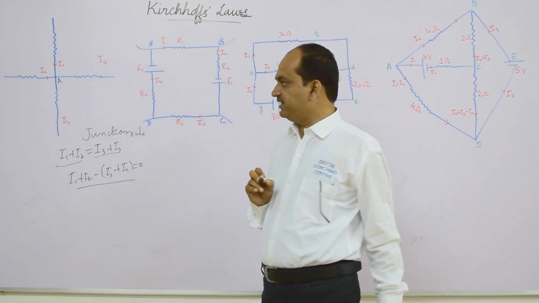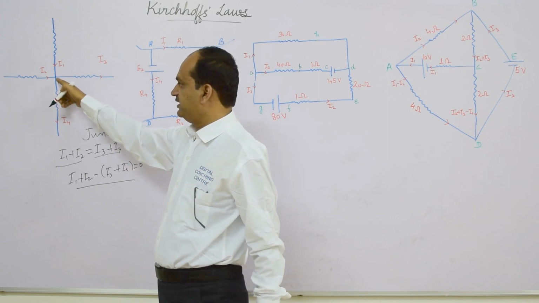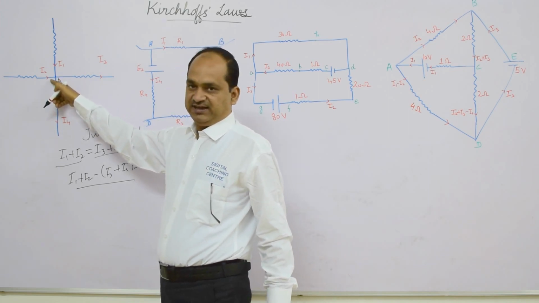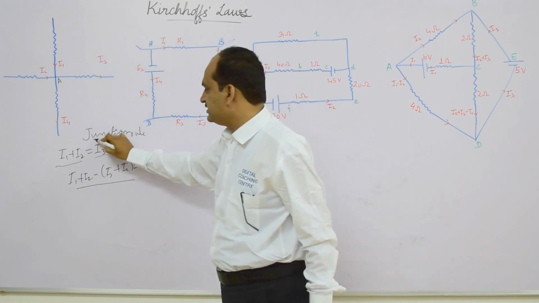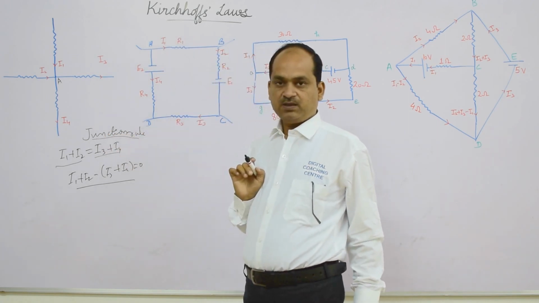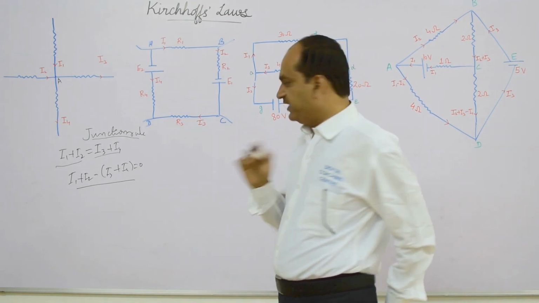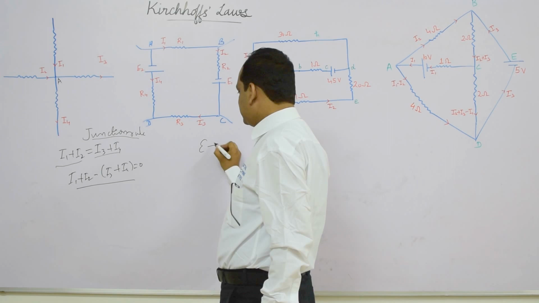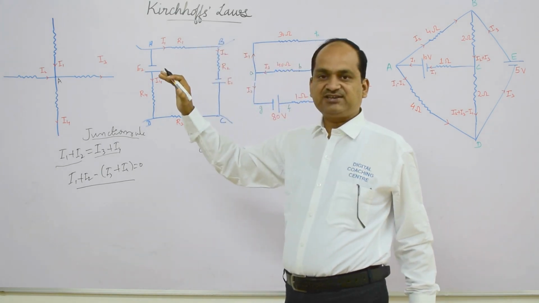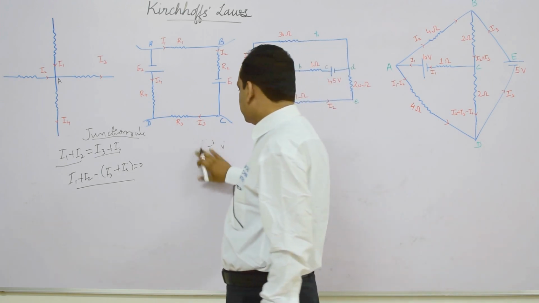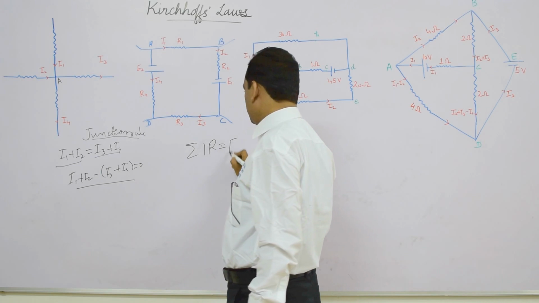From this we can conclude that the algebraic sum of the currents meeting at the junction is 0. This is the first law of Kirchhoff, known as the junction rule. Now the second law: the sum of the EMF plus the potential differences across the circuit is constant, or we can write sigma IR equals EMF.